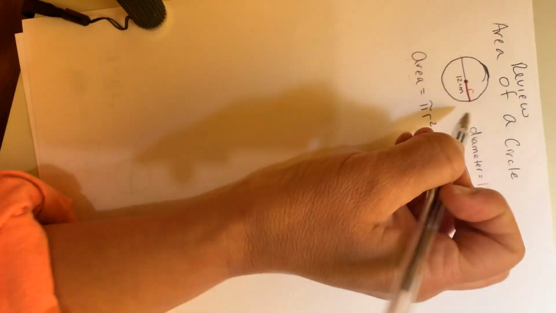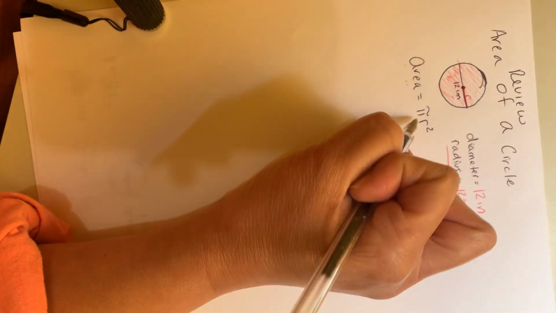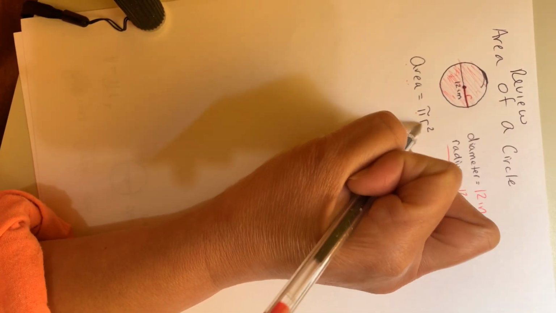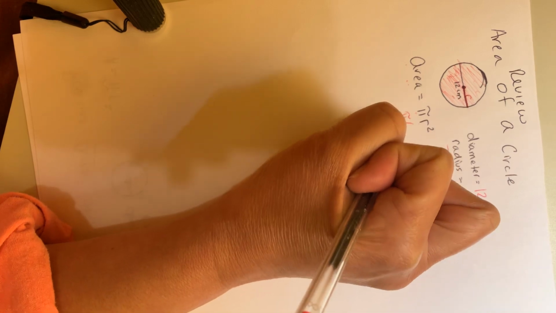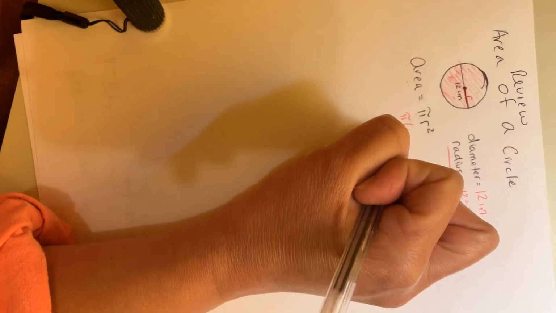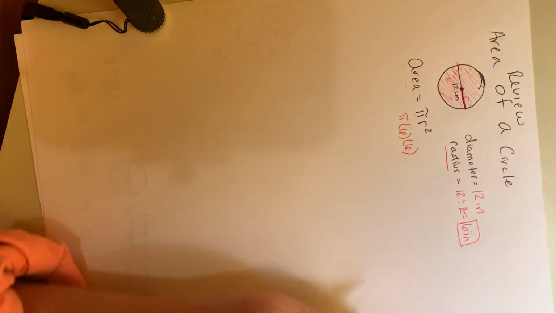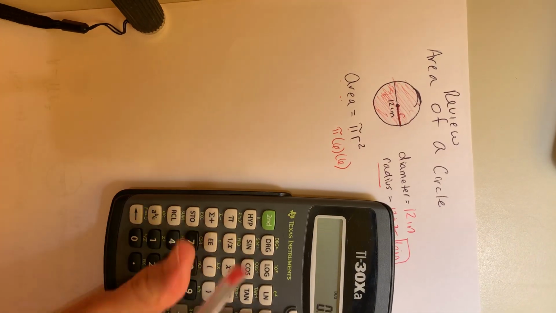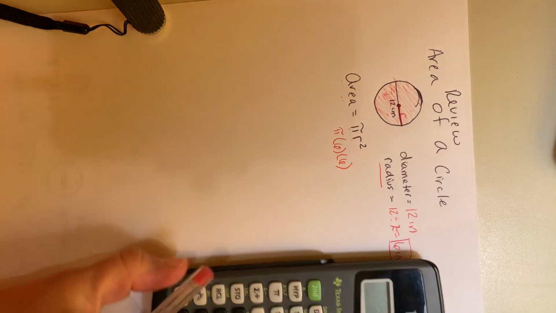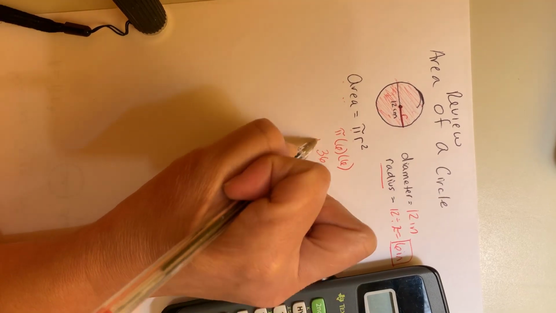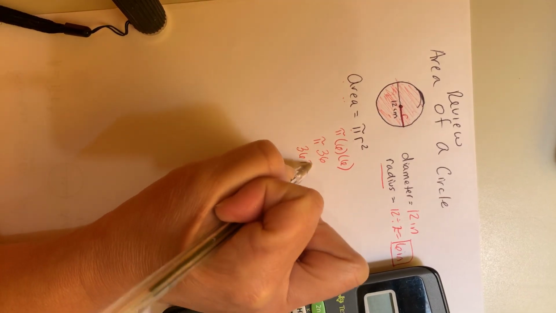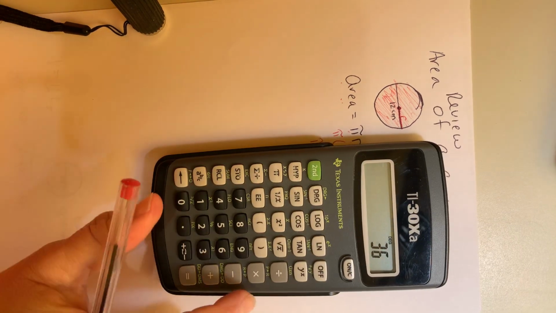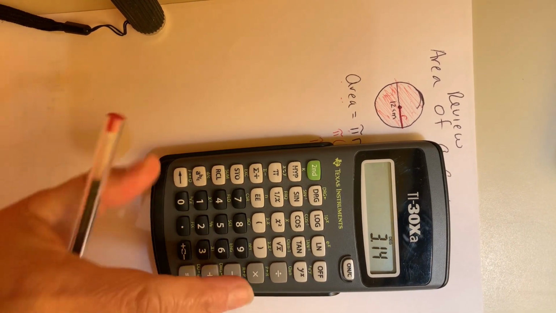So to find the area, the area in here, what is all of this in here? My formula is pi r squared. So pi times my radius, which is 6. So 6 times 6. You just get your calculator, and we'll do 6 times 6. So that's 36 pi, which is 36 times 3.14, because pi is 3.14.